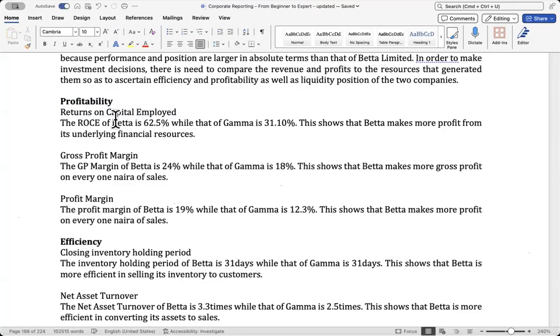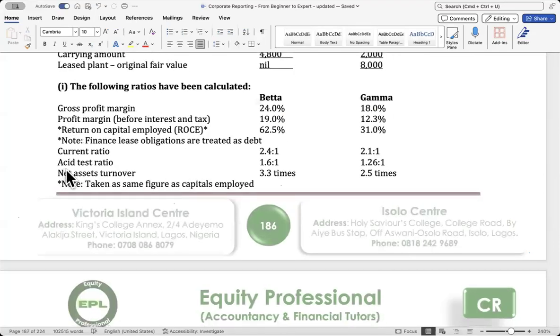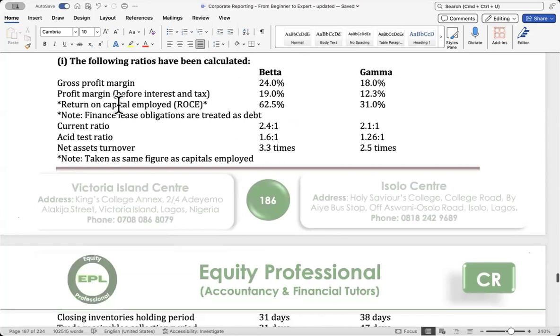I said the ROCE of Beta is 62.5%, while that of Gamma is 31.1%. This shows that Beta makes more profit from its underlying financial resources. And of course, this is what I'm talking about. This ROCE here. Where is it? This one. From here. Right?